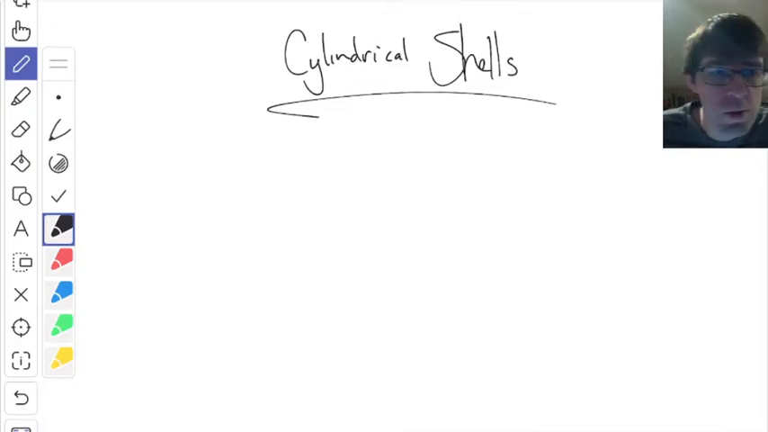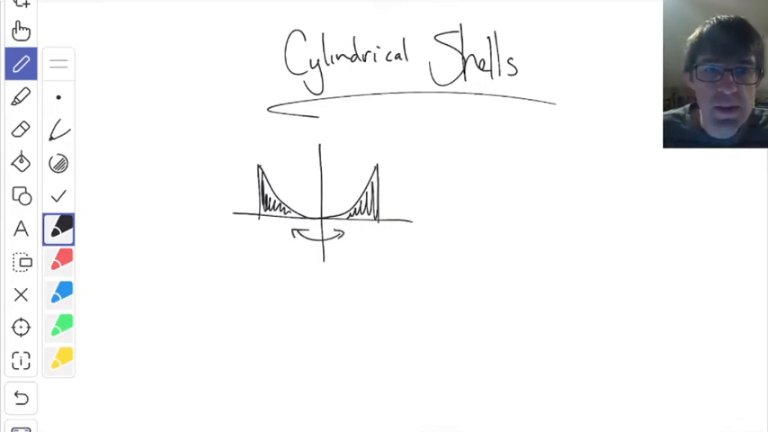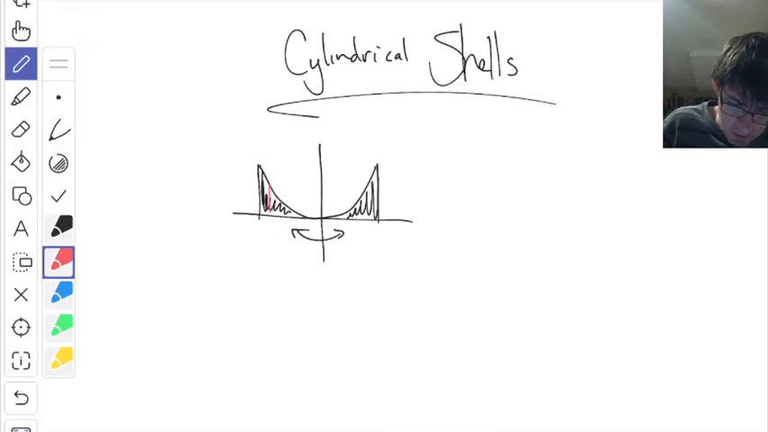All right, volumes by cylindrical shells. So the idea is if you have something like this shape, which is made by taking this area and spinning it around the y-axis this way, you get some kind of a weird bowl type volume. And the cylindrical shells concept is you slice it into these, well, they call them cylindrical shells, that have this kind of shape to them.